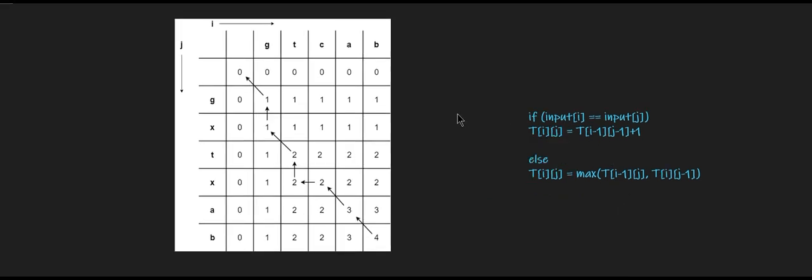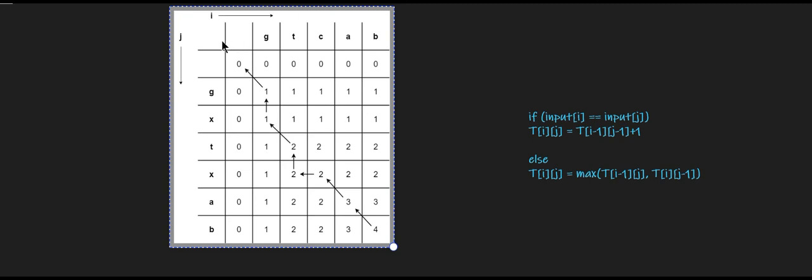So the logic we are going to use here is given in this particular code snippet. Here we compare the two strings character by character. If the character of string 1 equals the character of string 2, then the entry of that particular cell is the increment of its upper left diagonal element. Else, we compare the adjacent left column entry of that cell and the adjacent upper row entry and fill the cell with the maximum of these two values.